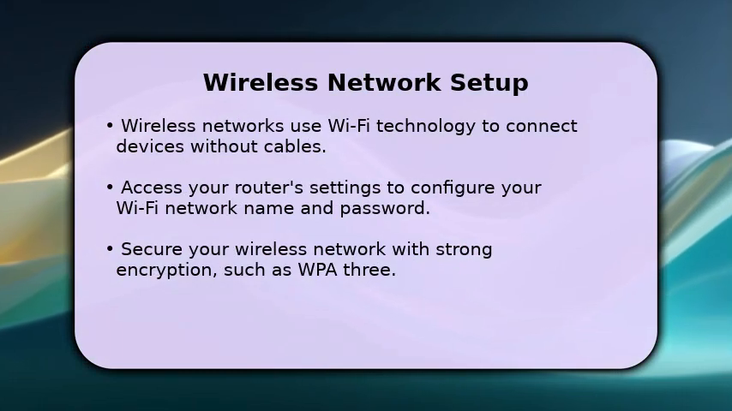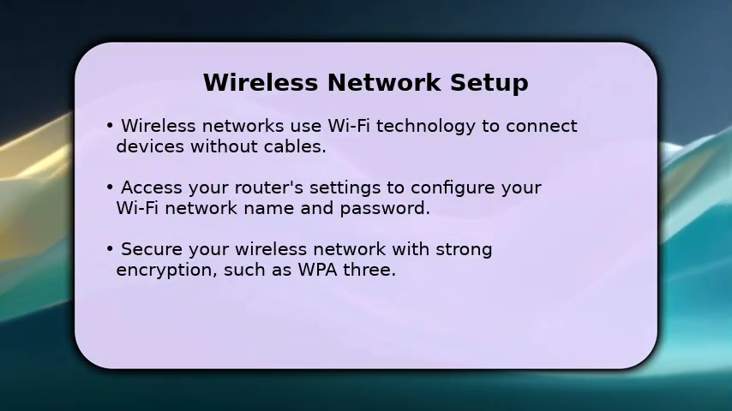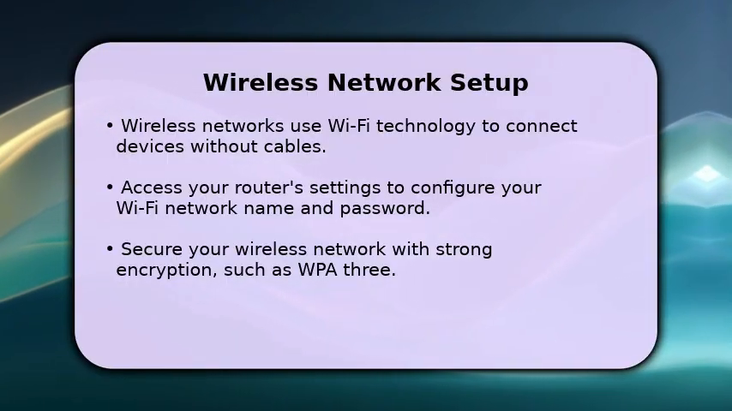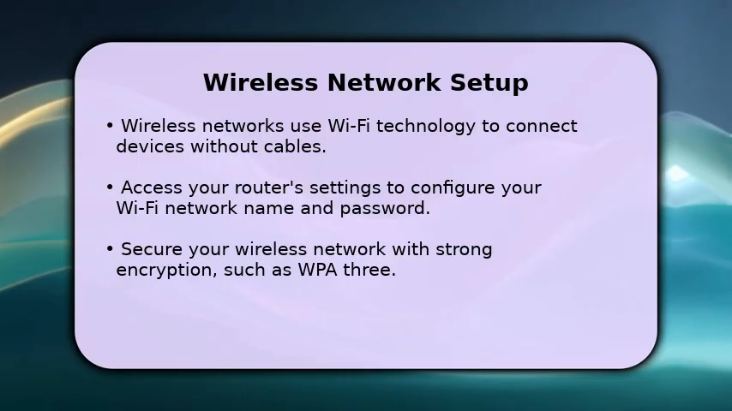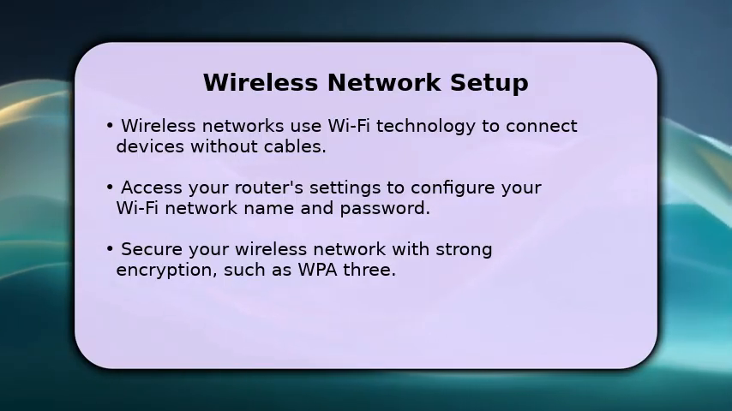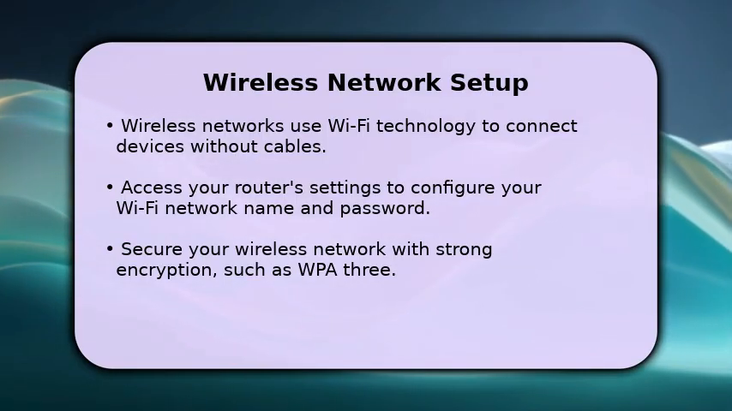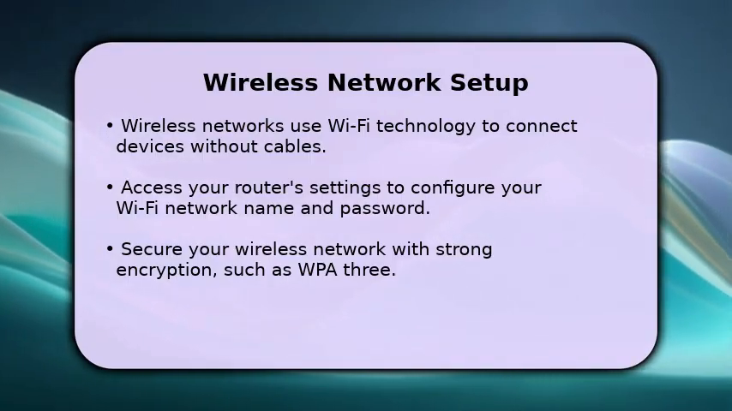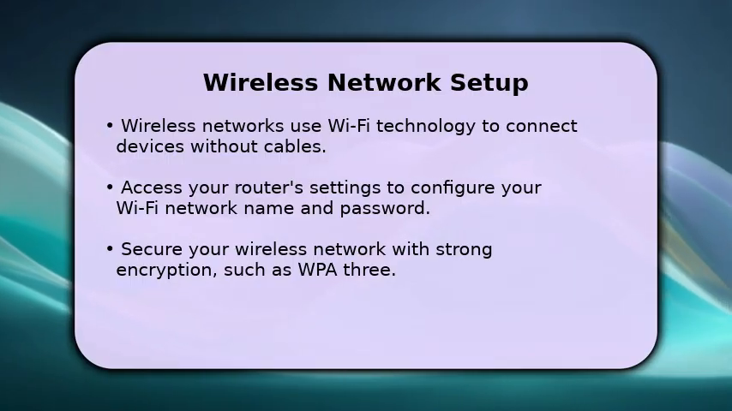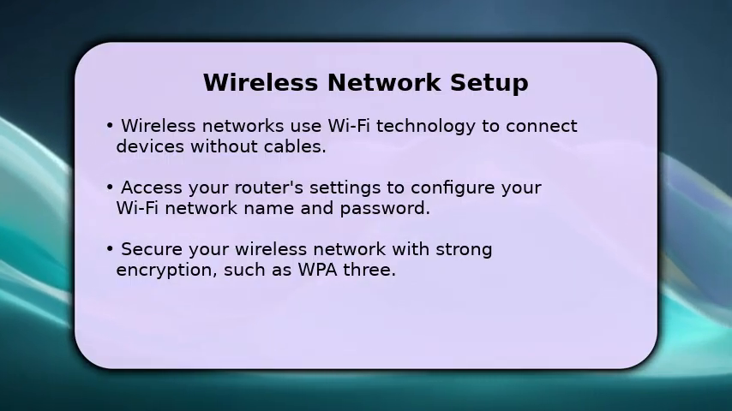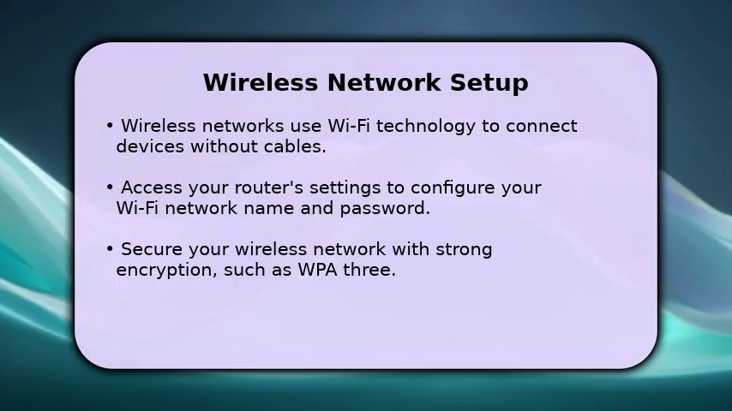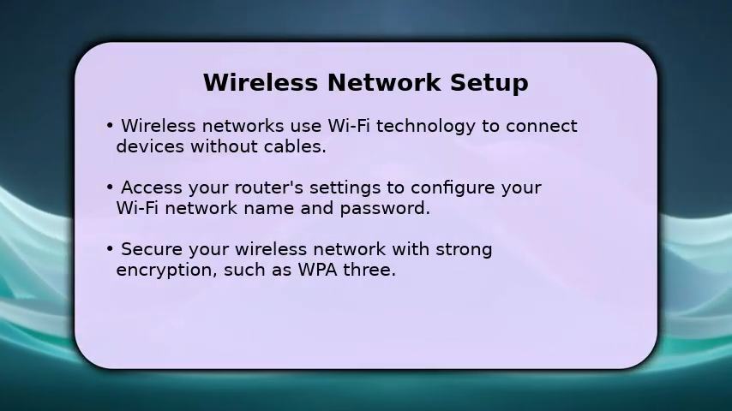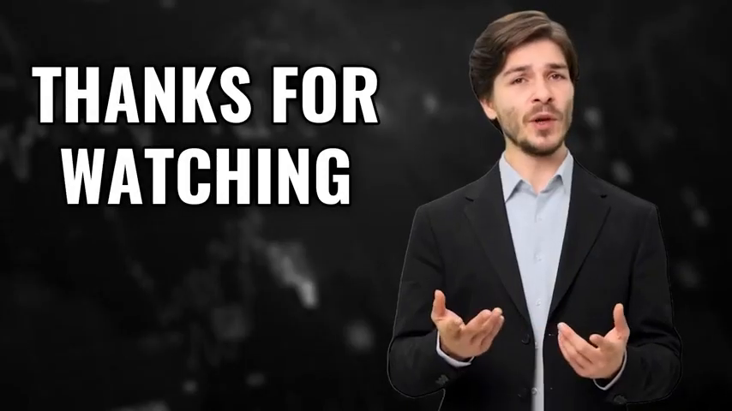Now, let's talk about the convenience of wireless networks. Wi-Fi technology allows your devices to connect without physical cables, offering flexibility. To set up, access your router's administration page to configure your Wi-Fi network name, also known as the SSID, and a strong password. It's crucial to secure your network with the latest encryption, like WPA3, to protect your data. For the best signal strength and coverage, place your router in a central location, away from obstructions.